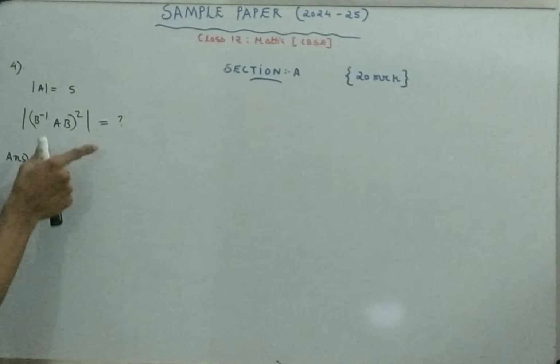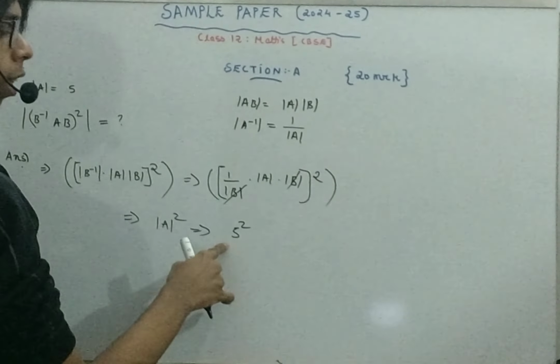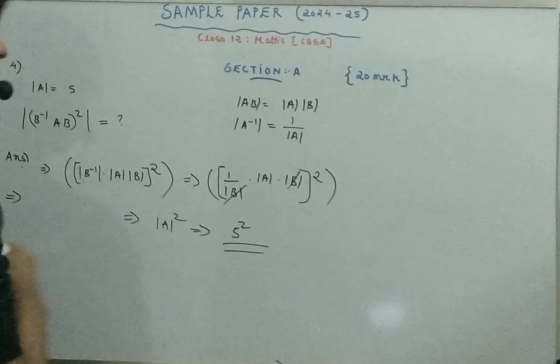Now if you see over here, this determinant of B cancels, and what is left with you? You have been left with determinant of A, the whole square. Now if you see in the question, determinant of A, the value is given which is equal to 5. So just substitute the value. Determinant of A is equal to 5, so you will be getting the answer as 5 square.